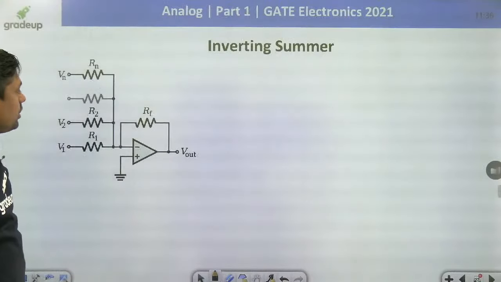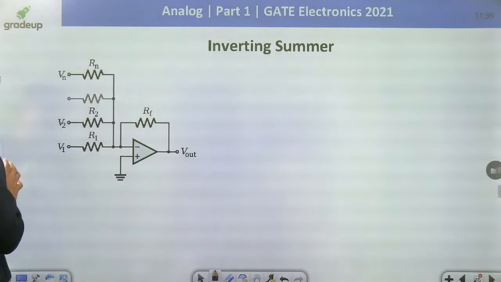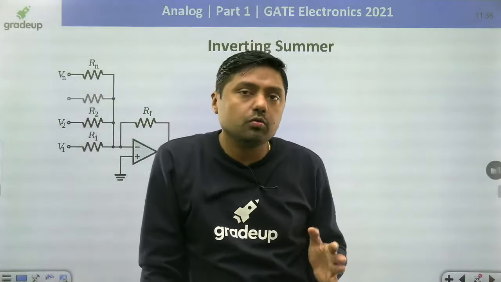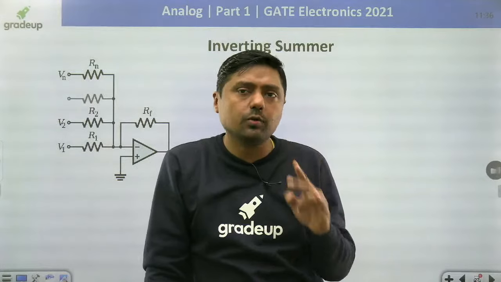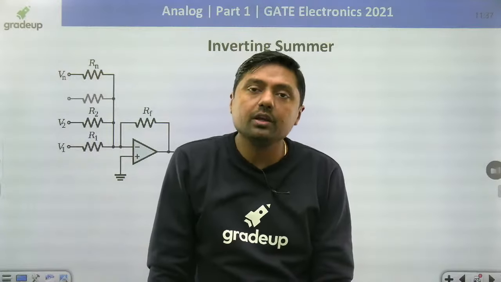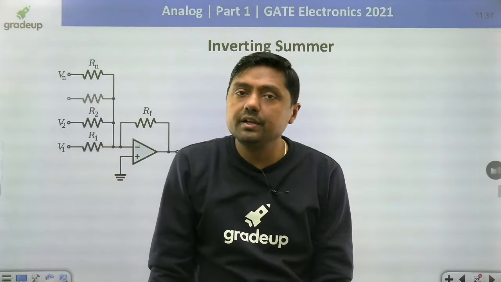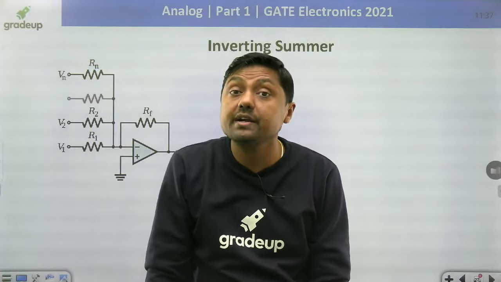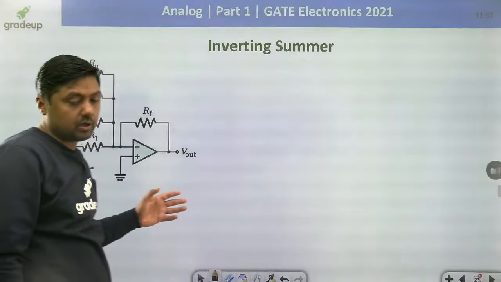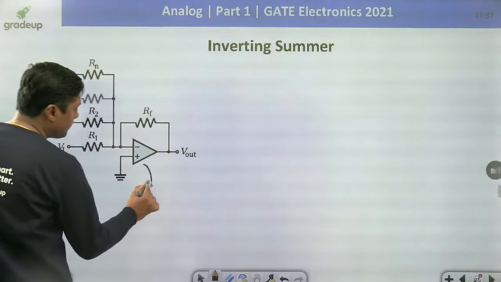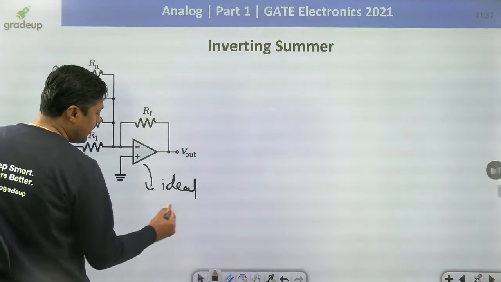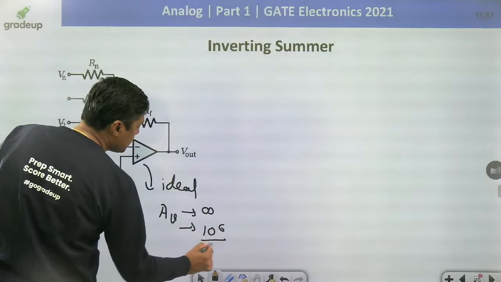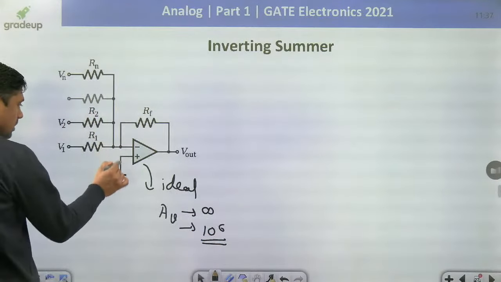Now the inverting summer is very, very important. Always remember, for inverting and non-inverting op-amps we use two conditions, ideal and practical. But when making an inverting summer, non-inverting summer, integrator, differentiator, voltage to current converter, or current to voltage converter, we normally take the ideal operational amplifier; otherwise it is not possible to make. In an ideal op-amp, the open loop gain is infinity or very high, like 10 to the power 6, and the virtual short concept is always valid.